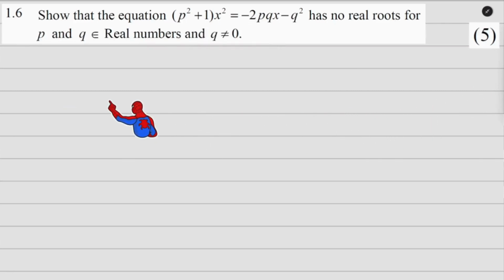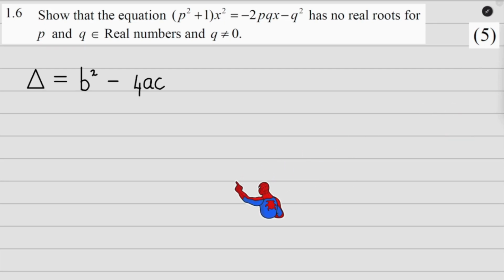And then in question 1.6, we need to show that this monstrous equation has no real roots for p and q, an element of real numbers, and q cannot equal 0. So let's walk through how we're going to do this. So we are going to have to sub a, b, and c into the nature of roots formula. But there's a problem. This thing is not in standard form quite yet. So that's going to be mission number 1, is to get this equation into standard form. So let's go ahead and do that.